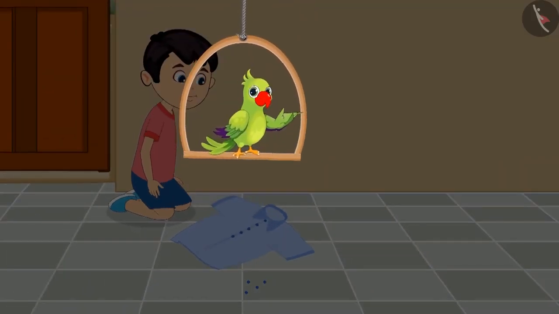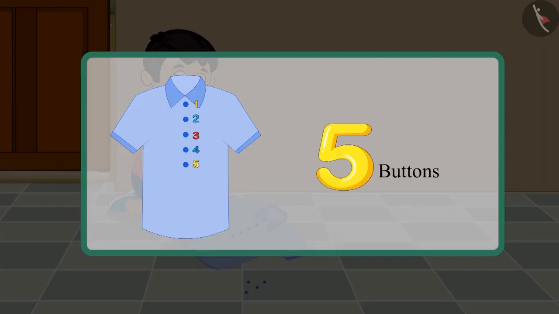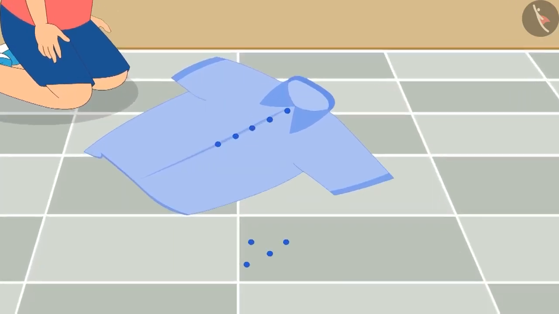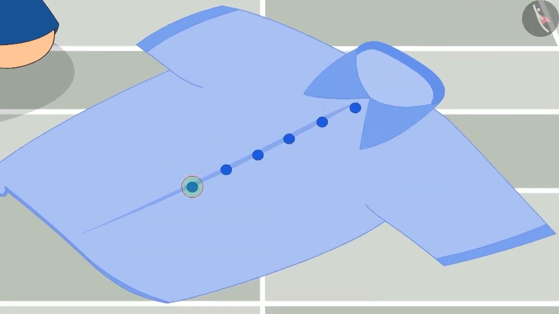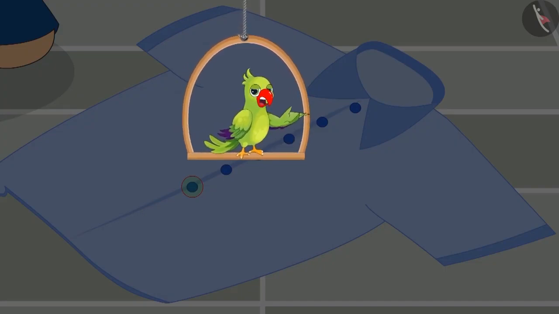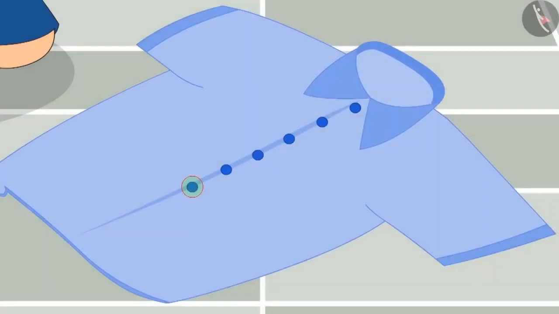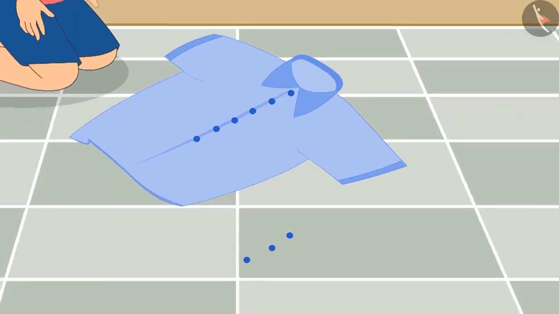Now count and tell how many buttons are stitched on Chotu's shirt. Yes, you are absolutely correct. Total of 5 buttons. Through hard work, Chotu stitched one more button after 5 buttons. Now think and answer, in total how many buttons are stitched on Chotu's shirt? Yes, you are correct. 5 buttons and 1 button. There are a total of 6 buttons stitched on Chotu's shirt.